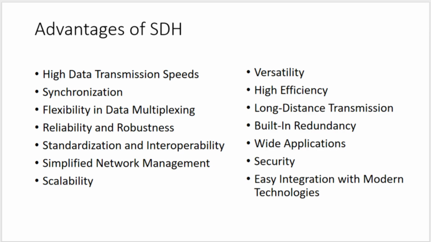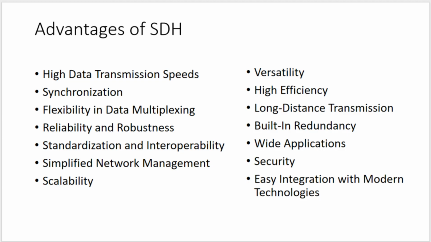And point number 11 is built-in redundancy. Self-healing network. SDH can detect faults and switch to a backup path automatically, ensuring uninterrupted service. And for the protection schemes, we have 1+1 protection. The signal is sent over the backup path for immediate switchover. And 1-to-N protection. One backup path can serve multiple primary paths.